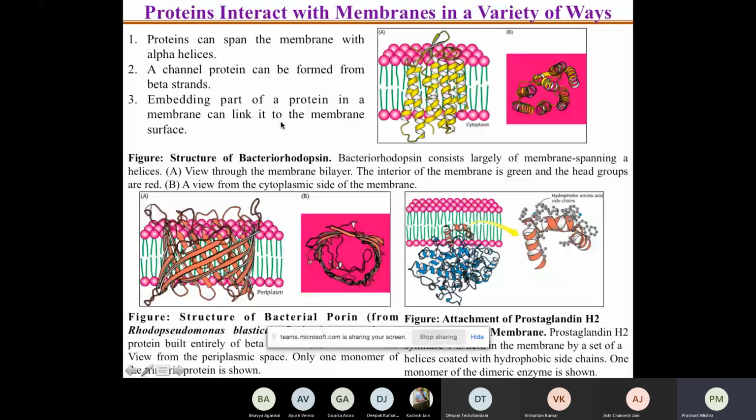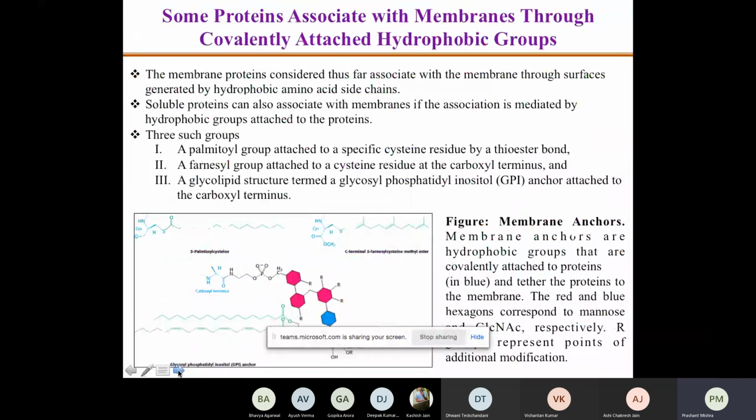They are embedded in a membrane and can link. So you can have part of the protein embedded in the membrane, which can link it to the membrane surface. These are just depictions of different types of membrane proteins, showing how they are interacting with the rest of the lipid.